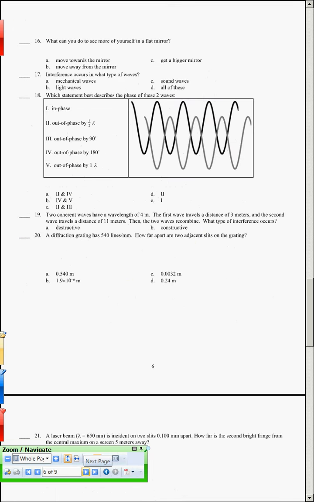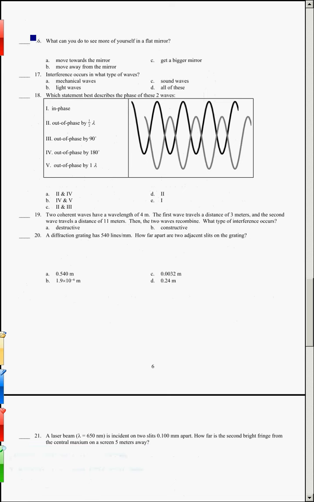Alright, what can you do to see more of yourself in a flat mirror? The only thing you can do is get a bigger mirror. If you move away from the mirror or towards the mirror, it doesn't affect how much of yourself you see in the mirror. Interference occurs in what type of waves? Interference occurs in all types of waves. Sound, mechanical, or light waves. Remember we saw the water waves, they interfere as well. Next time you're out on a lake, just take a look. You can see the interference patterns sometimes if you look closely.